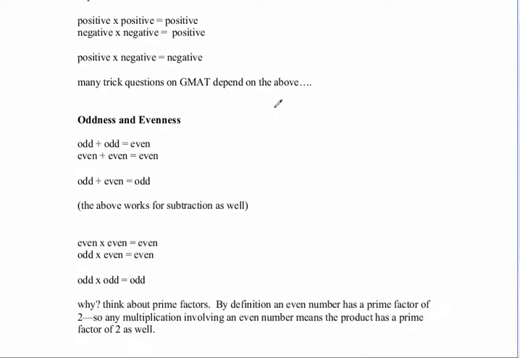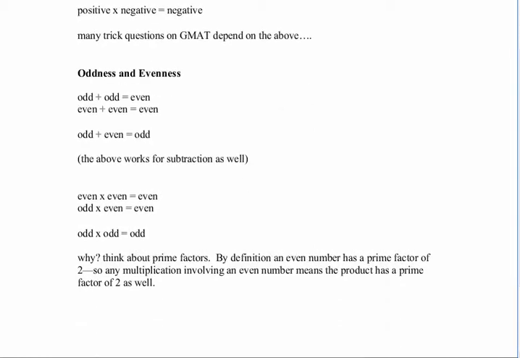Moving on from thinking about zero, positive numbers and negative numbers, we've got to think about odd and even numbers. Now, firstly, we need to think about the properties of addition. If we add two odd numbers, then we're going to get an even number, and we can test this out.